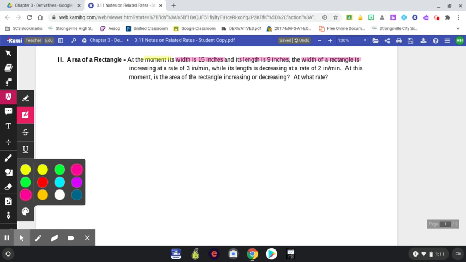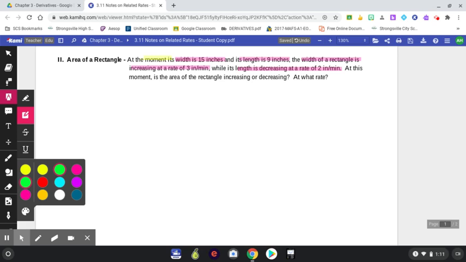The width of the rectangle is increasing at a rate of 3 inches per minute. I know that's a rate because it says the word rate. It also is comparing 2 units, inches per minute. While its length is decreasing at a rate of 2 inches per minute. Again, I know this is a rate because it says the word rate, and also it says inches per minute. It's comparing 2 units, okay?